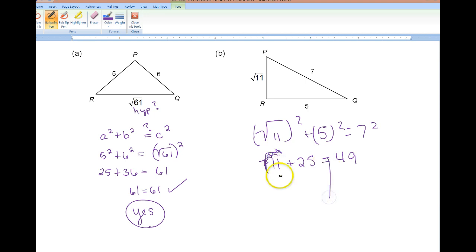Okay. No, this doesn't work. No, 36 doesn't equal 49. Oh, I see. I thought she was talking about the pen. No. Okay, thank you. All right, any questions on those?